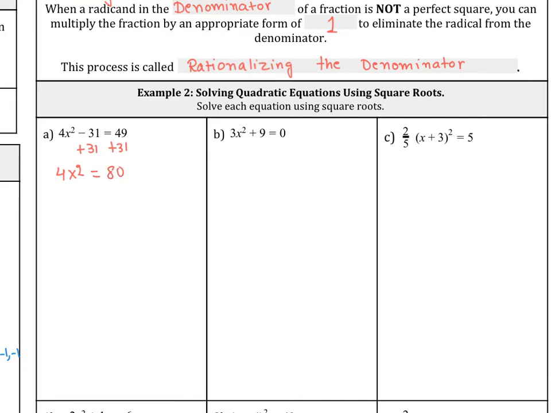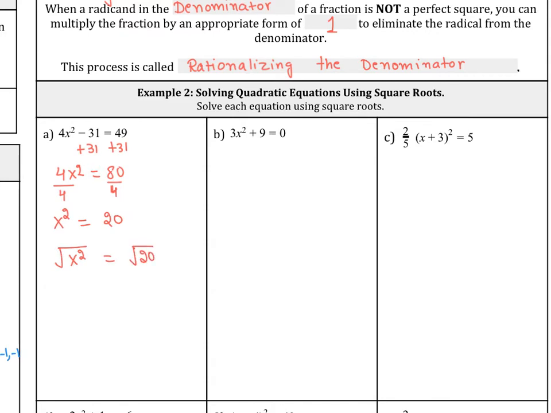Now in order to solve for x, you're going to isolate the x squared term. So divide both sides by 4. You're going to get x squared by itself. On the other side, you're going to get 20. Now to solve for x squared, we're going to use its opposite operation, that is square root. So square root is the opposite operation of square, and you're going to take the square root on both sides.